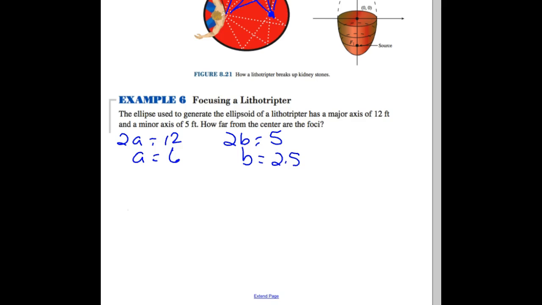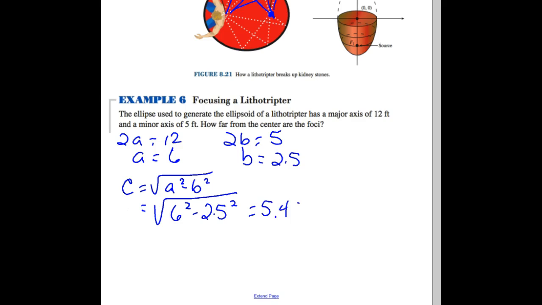c squared equals a squared minus b squared. So c is the square root of that. So we need the square root of 6 squared minus 2.5 squared. What did that come out to be? 5.454? Okay, and this was all measured in feet.